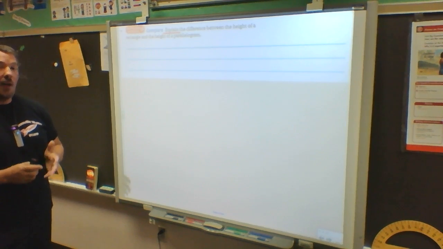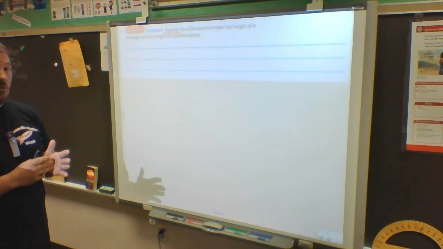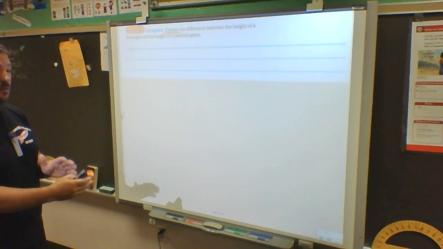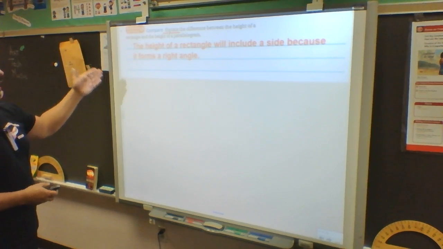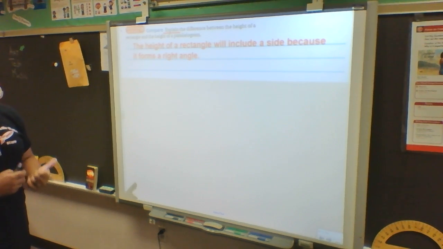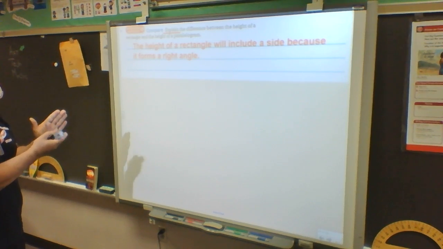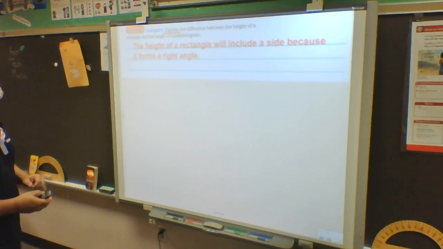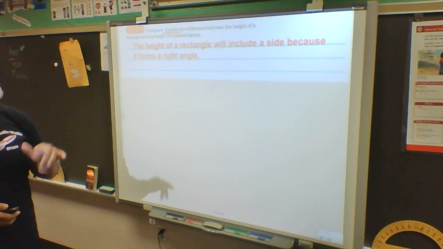So think back to what I said you had to have in order to find the height of a shape. You have to have a right angle, right? And on our regular shapes, like rectangles and squares, I have that right angle. So I'm going to put the height of a rectangle will include a side because it forms a right angle. So it's going to be where the base and the side, or the height, is going to connect, making that right angle for you. The height of a rectangle will include a side because it forms a right angle. Please write that down. Pause the video if you need to before I go on to the next part.